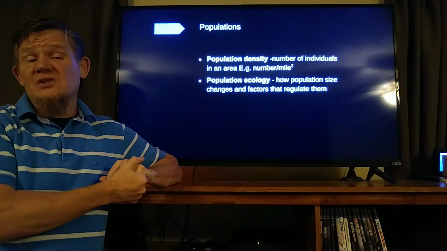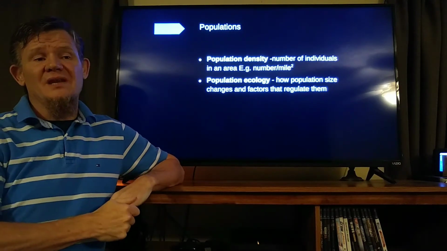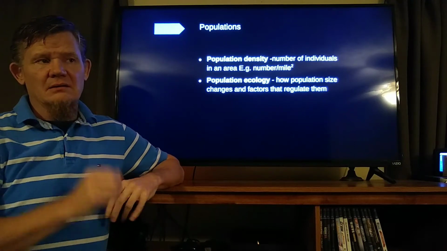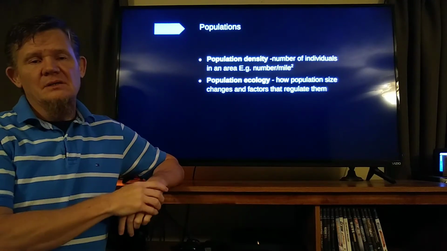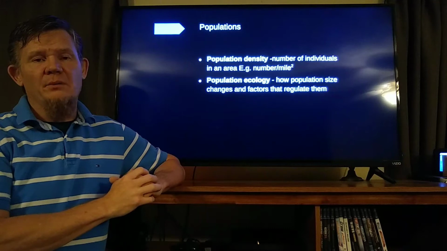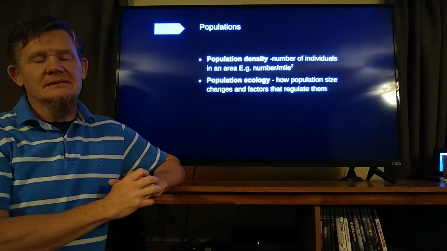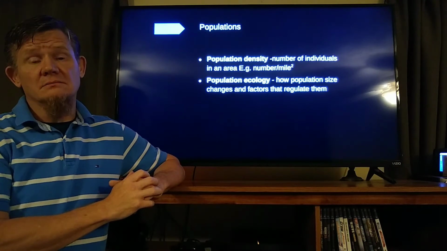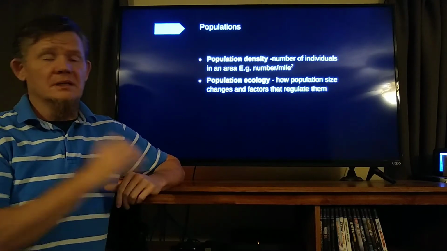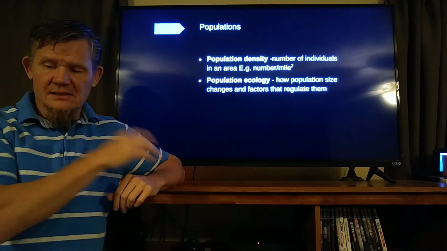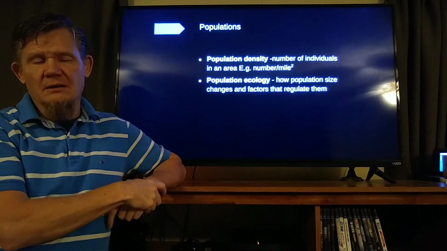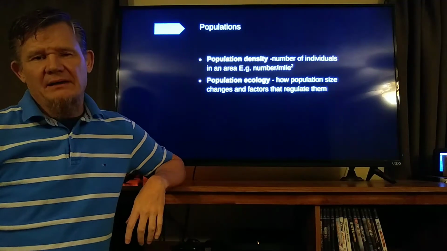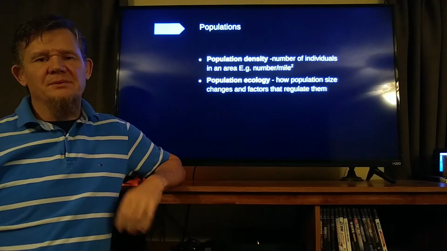Population density is the number of individuals within a given area. Now we're not just saying the number of deer in that forest. We're saying the number of white-tailed deer in this 200 square mile forest. Population density is the number of individuals per square mile. We'll talk more about how population density impacts a species or a population.